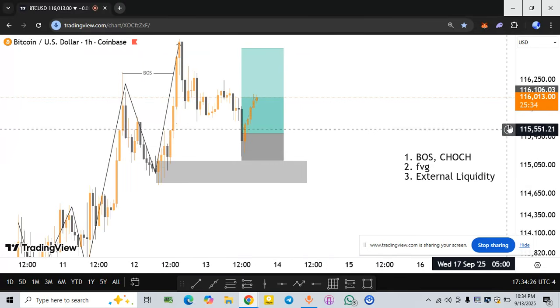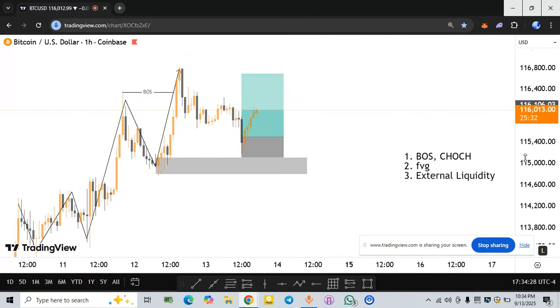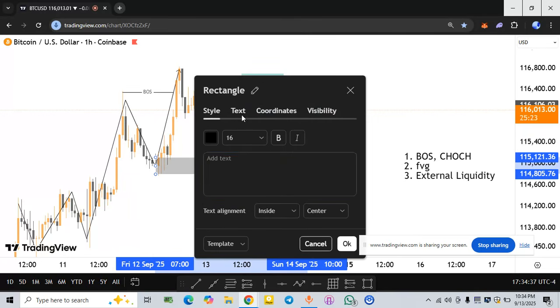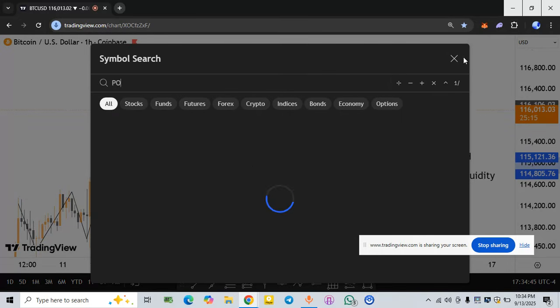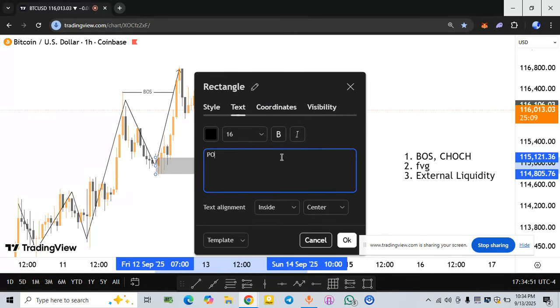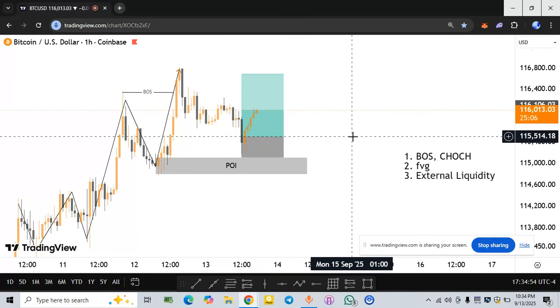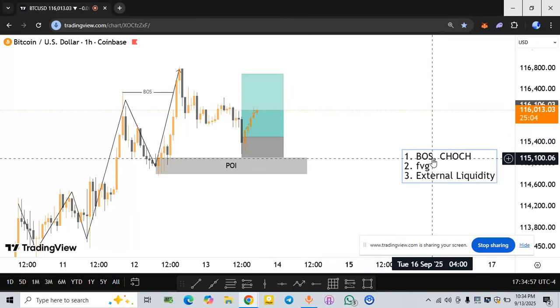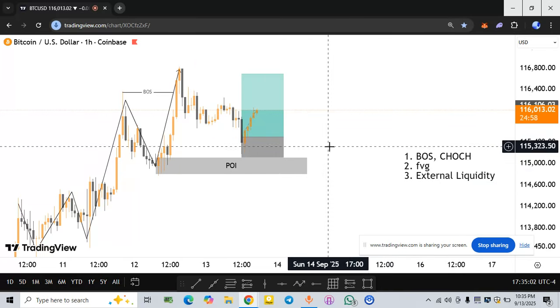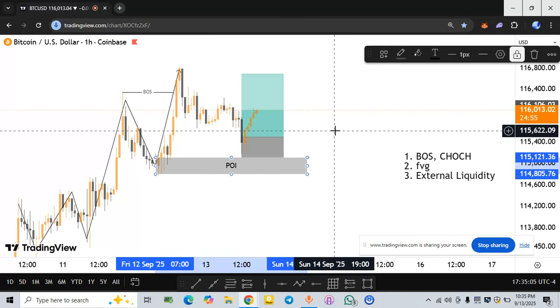So these are the three things after you have identified your trend. You've identified that now you are looking for bullish or bearish points of interest. First thing is that you need to see a break of structure. So here is our point of interest. Sorry, guys. So this is our POI. Once you have identified all those things, you identify your break of structure, change of character, then there's a FVG, there's external liquidity. Then you know that this area is where you should be waiting.